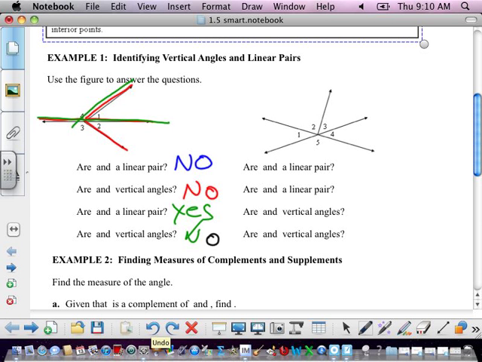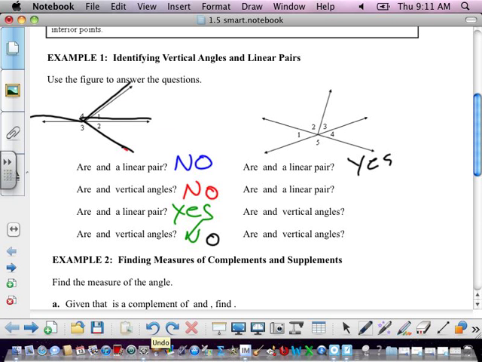Okay, so if we look at it for the last one, we're looking at 2 and 4. They don't, like, I can't make that look like an X. You know what I'm saying? So it's not. So let's look at something that might be. Okay. 1 and 5, is that a linear pair? Yes, because I can make a straight line.